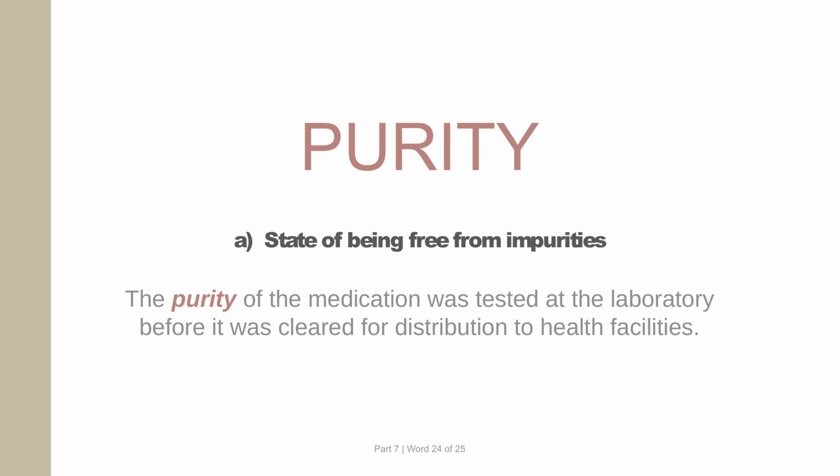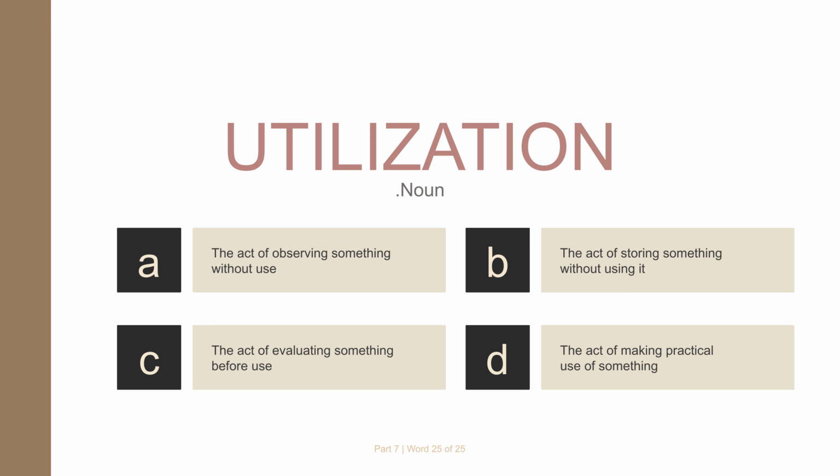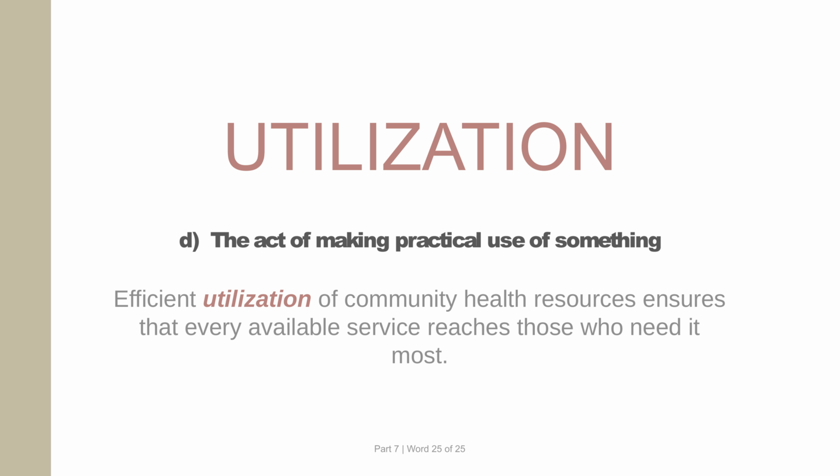Example: the purity of the medication was tested at the laboratory before it was cleared for distribution to health facilities. Question 25. What is the meaning of utilization? Option A: the act of observing something without use. Option B: the act of storing something without using it. Option C: the act of evaluating something before use. Option D: the act of making practical use of something. Correct answer: Option D. The correct meaning of utilization is the act of making practical use of something.